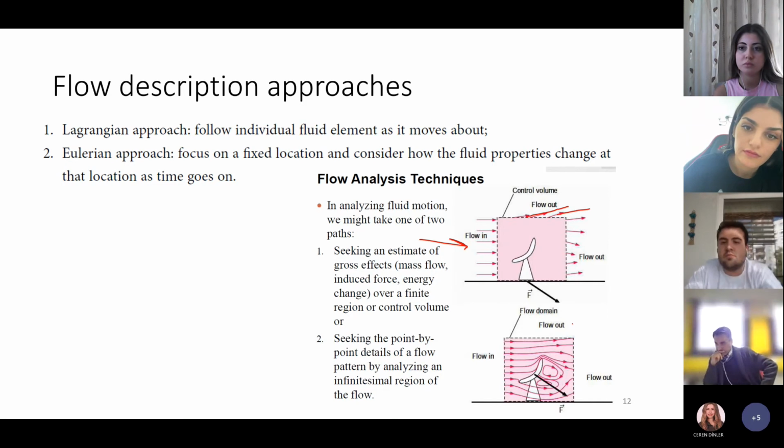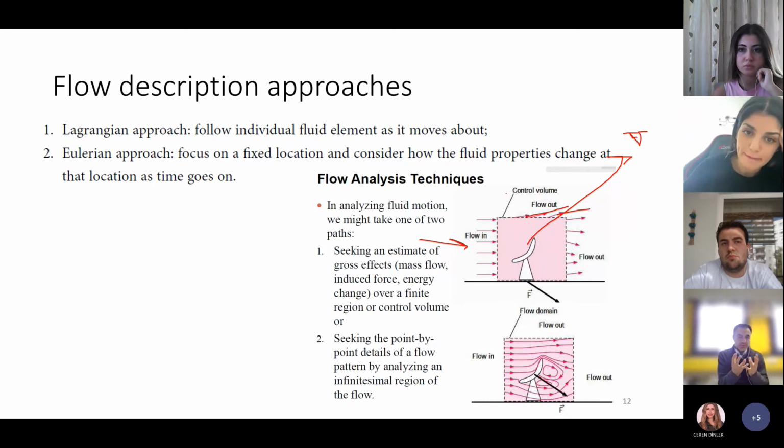Then we want to find, for example, what is the velocity or what is the force acting on it. What you should do is find, for example, the velocity at the entire control volume, one velocity, by considering the control volume as one single piece.